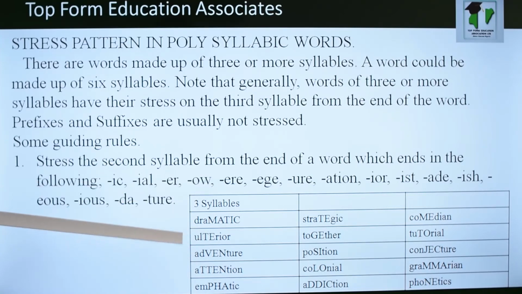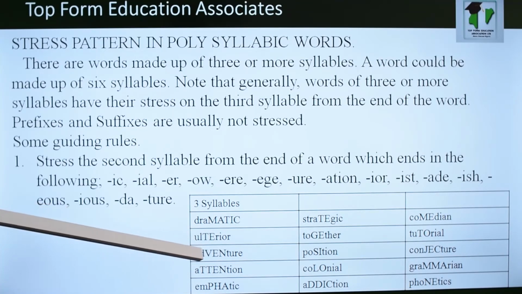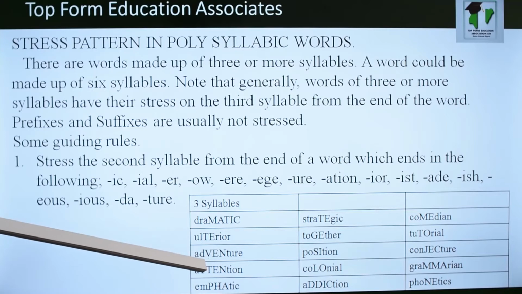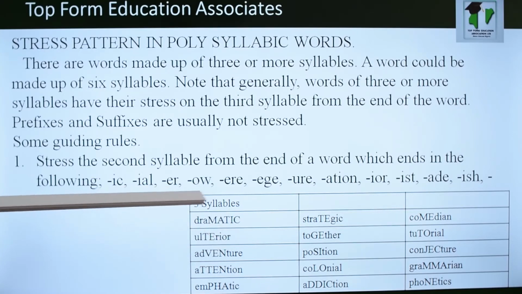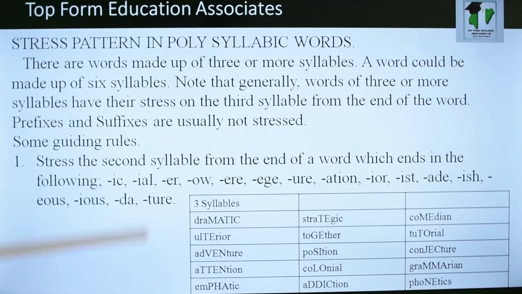Then we have ulterior. The stress is on TE. Adventure. The stress is on VEN. So all these words that have these endings, the stress is on the second from the back. Because we are looking at words that have these endings, the stress should be on the second from the back.